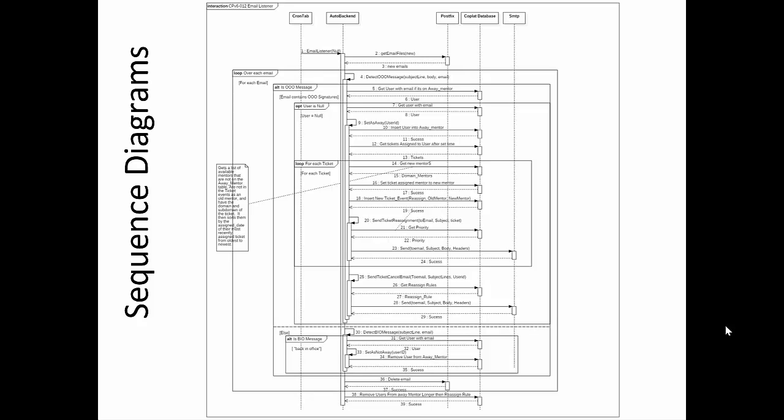It then calls the new function set as away, where the first step is to insert the user into Away Mentor. Upon success, it will get the tickets assigned to the user after a set amount of time, which is set by the reassign rules. It then gets all those tickets. Then for each ticket, it gets a new mentor, which the system then returns to domain mentors. It then sets the ticket's assigned mentor to the new mentor.